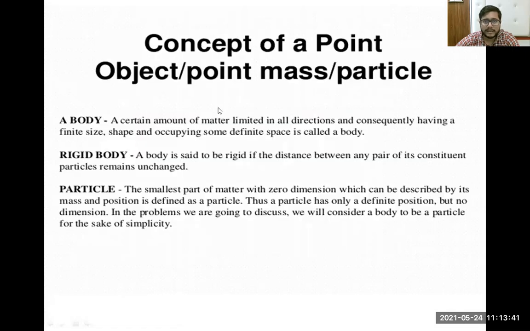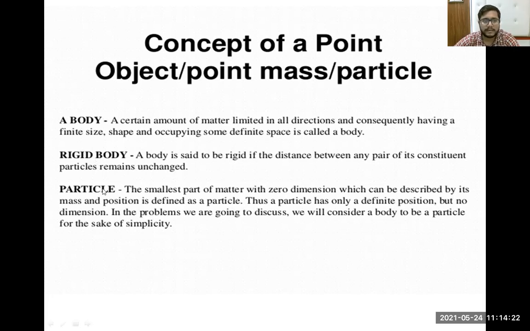After that, we will discuss the concept of a body, rigid body, and particle. So what can we say a body is? A certain amount of matter limited in all directions and consequently having a finite size, shape, and occupying some definite space is called a body. What is a rigid body? A body is said to be rigid if the distance between any pair of its constituent particles remains unchanged. So as I told you, in the definition of rigid body, the distance between the atoms remains constant throughout the motion, it will never change. That is the rigid body.